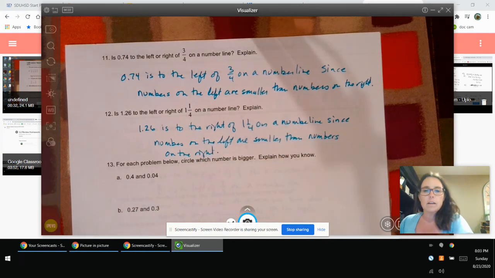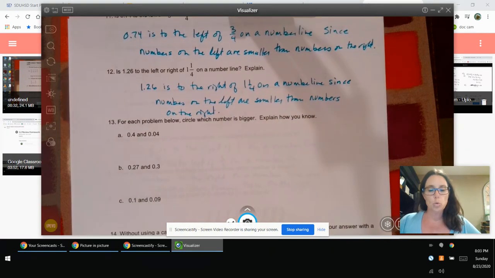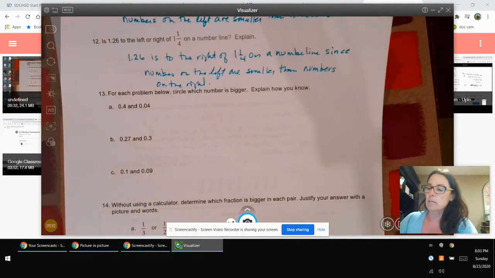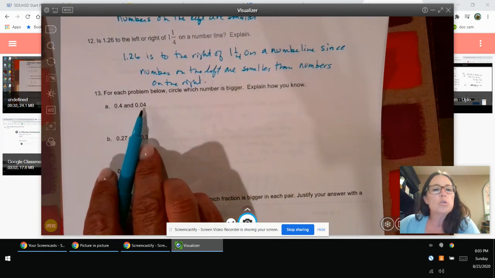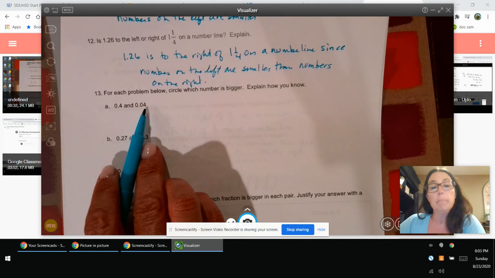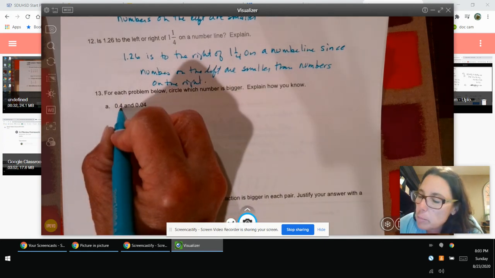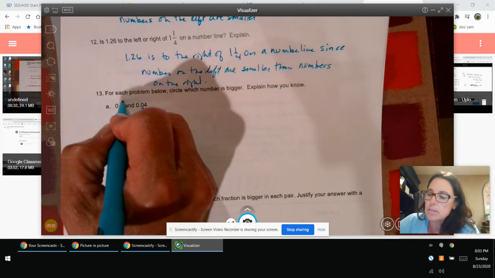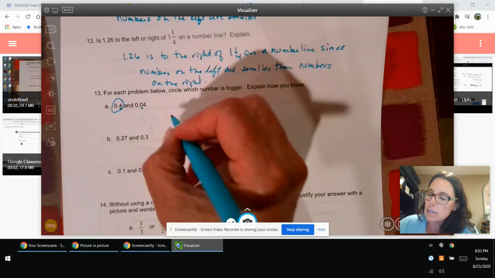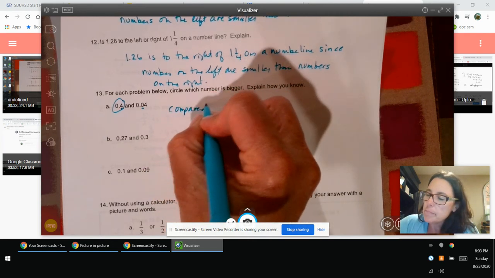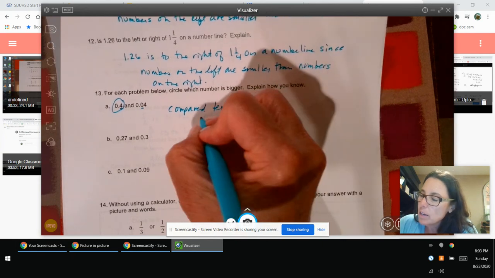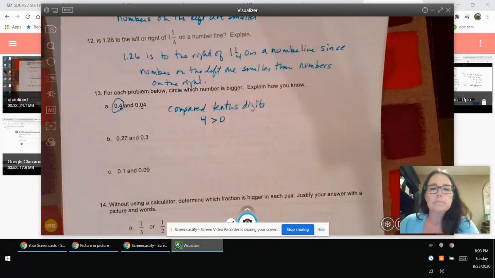Okay, number 13, for each problem below, circle which number is bigger. Explain how you know. Okay, so we're going to be looking at place value, digits in different place values. So just because you see two numbers here doesn't necessarily mean it's bigger. Okay, so let's go ahead and compare the tenths digit, 4 and 0. This is definitely the bigger one. Okay, so I compared the tenths digits. 4 is larger than 0.